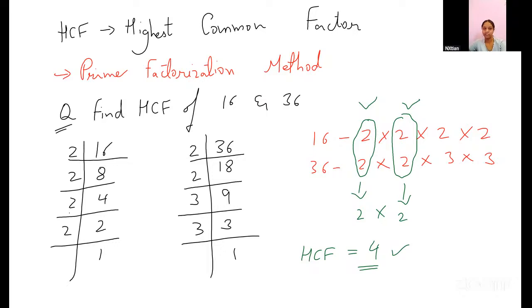Understood, all of you? There are two methods to find HCF. One is called the prime factorization method. Another one is called the division method. Both will give you the answer, and both are correct.